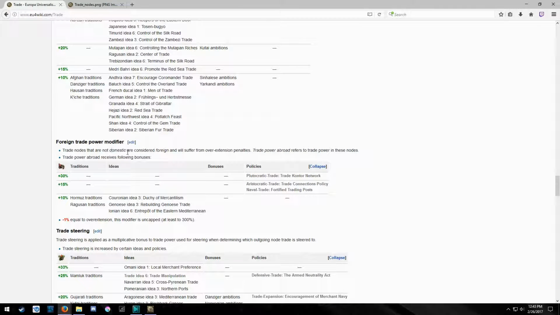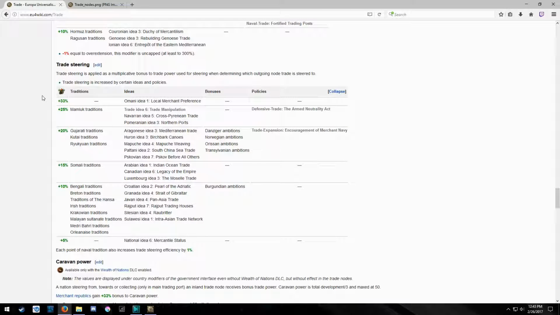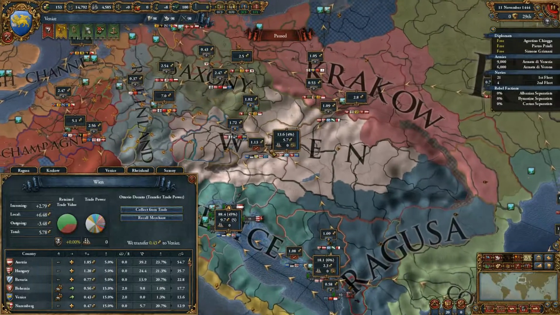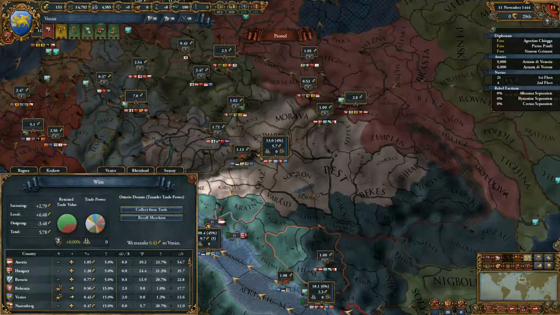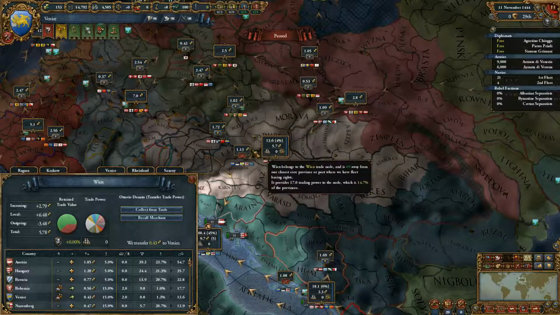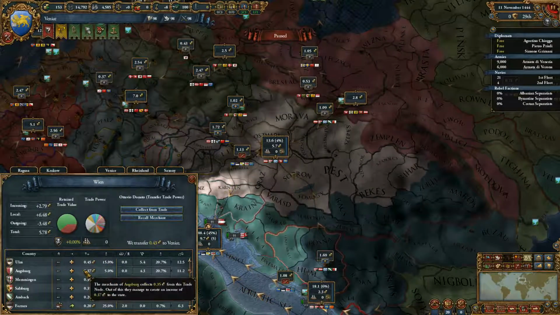Foreign trade power: any other node that is not domestic is considered foreign. Trade steering is basically your ability to steer trade out of that node, both downstream and away from another section. So if we look here, this guy is transferring trade here. He is steering trade here.